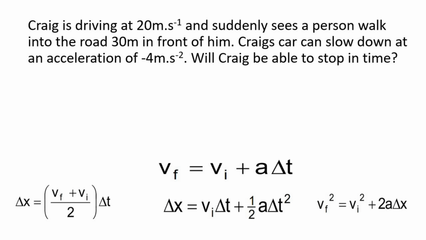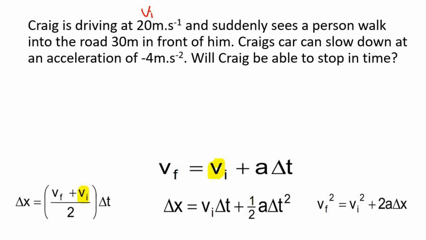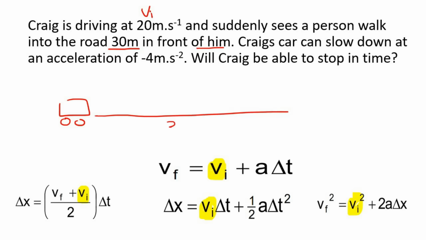Here's our last one. Craig is busy driving at 20 meters per second. So that's the initial velocity. If we highlight that, initial, initial, initial, and initial. And suddenly sees a person walk into the road 30 meters in front of him. So Craig is busy driving his car over here, and then 30 meters in front of him, someone walks into the road. It says Craig's car can slow down at an acceleration of that. Will Craig be able to stop in time?